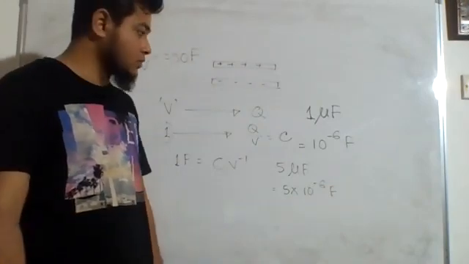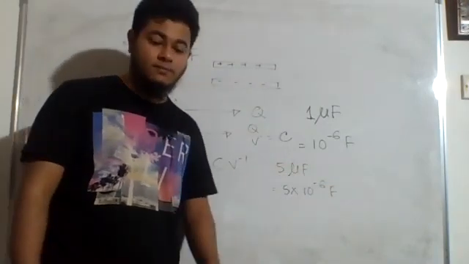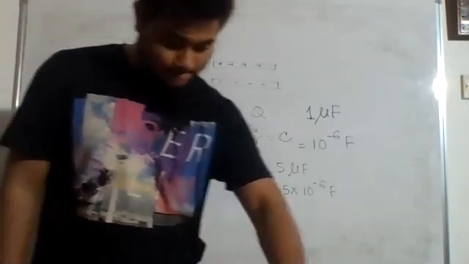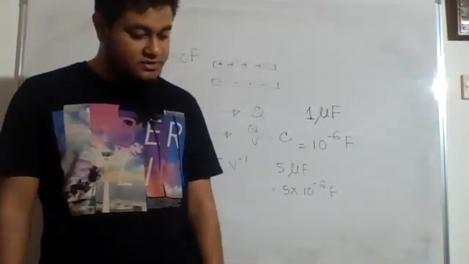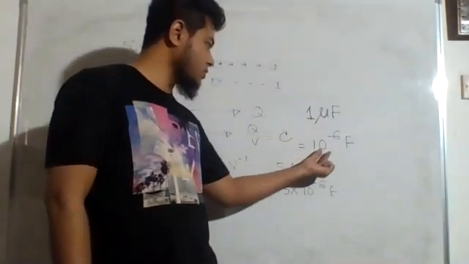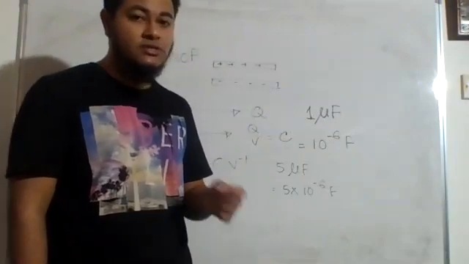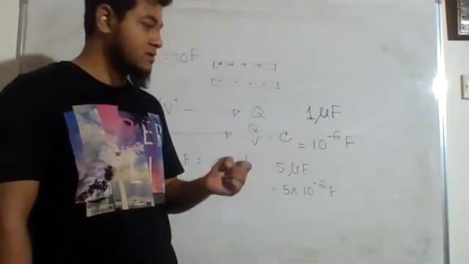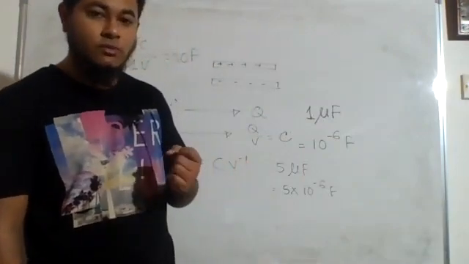This is also called microfarad. Others are also there. Nano means 10 to the power minus 9, and pico is 10 to the power minus 12. Micro means 10 to the power minus 6, nano means 10 to the power minus 9, and pico is 10 to the power minus 12.